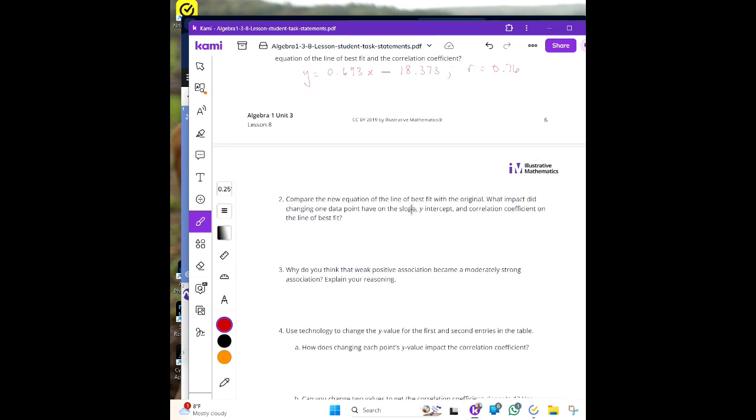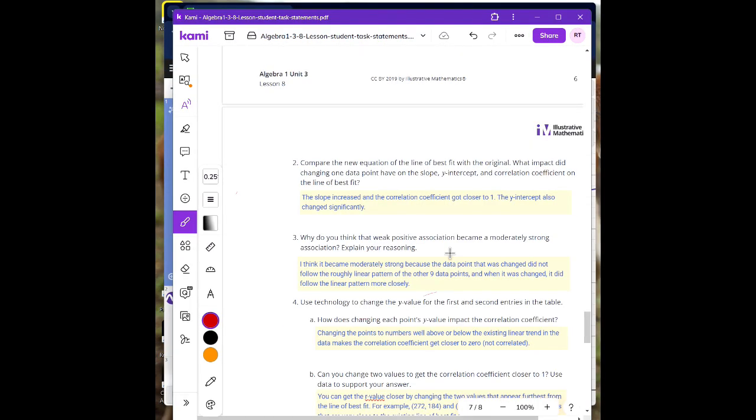Compare the new equation of the line of best fit with the original. What impact did changing one data point have on the slope, y-intercept, and correlation coefficient on the line of best fit? So here the slope increased and the correlation coefficient got closer to 1. The y-intercept also changes significantly. I'm going to go ahead and put that down for you so you can copy it. And so why do you think that weak positive association became a moderately strong association?